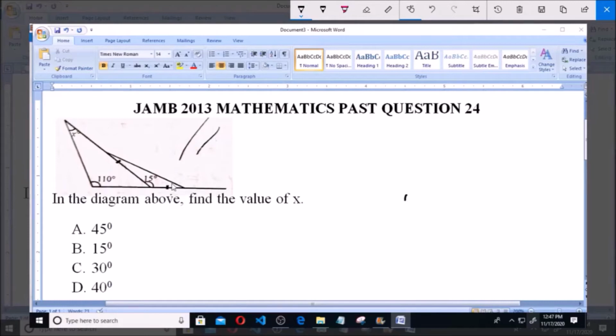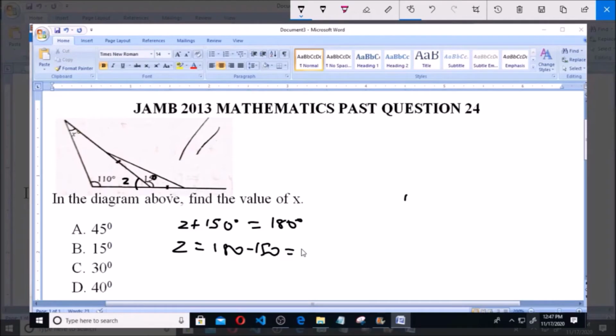Now let's name this angle Z. Now you see that angle Z plus 150 degrees, here is 150 degrees, is equal to 180 degrees. That's because they are angles on a straight line. That means Z is equal to 180 minus 150, which is equal to 30 degrees. That means this angle Z is 30 degrees.